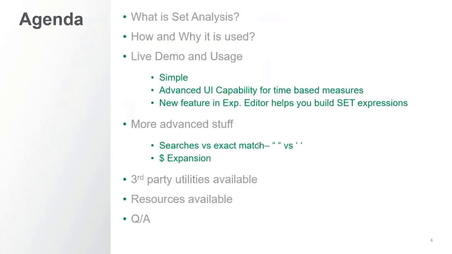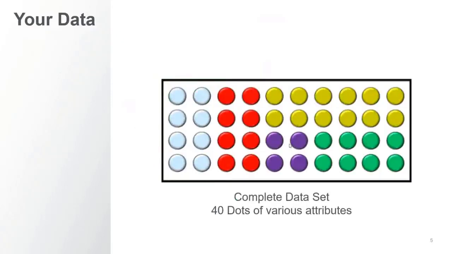Okay. So how and why it's used, live demo, we're just going to skip all that stuff. So you have your data, right? Let's take this oversimplification. We have 40 dots of various attributes, and these attributes here are colors. You have a complete data set, and we have blue, red, yellow, purple, green, right? And the total or the sum, so if we said give me the sum total of dots, the answer would be 40.